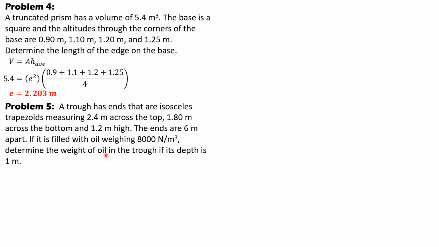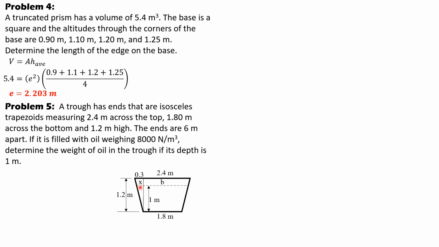So weight is equal to specific weight times volume. Let's express the specific weight in kilonewtons per cubic meter. So 8 kilonewtons per cubic meter times the volume of oil. The volume of oil is the area, which is the trapezoidal section, times 6 meters. So let's have the details of the area.